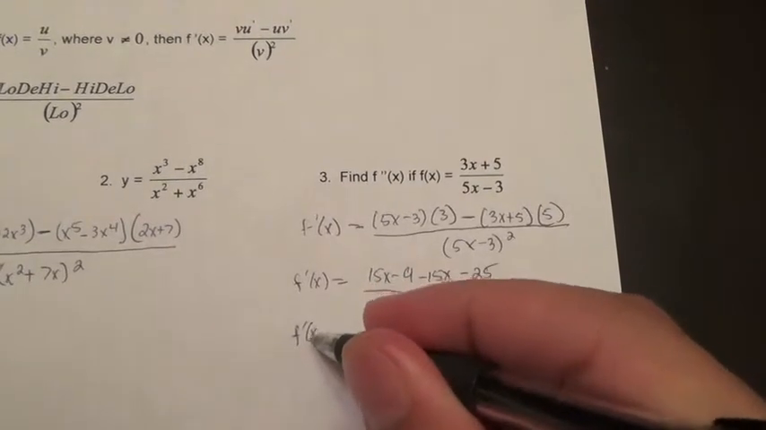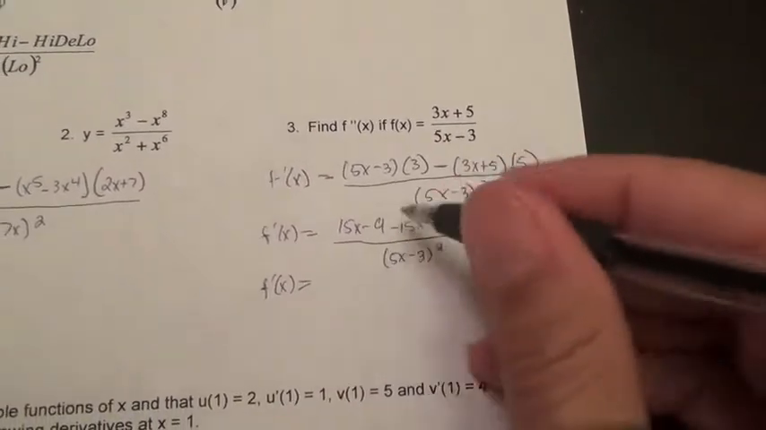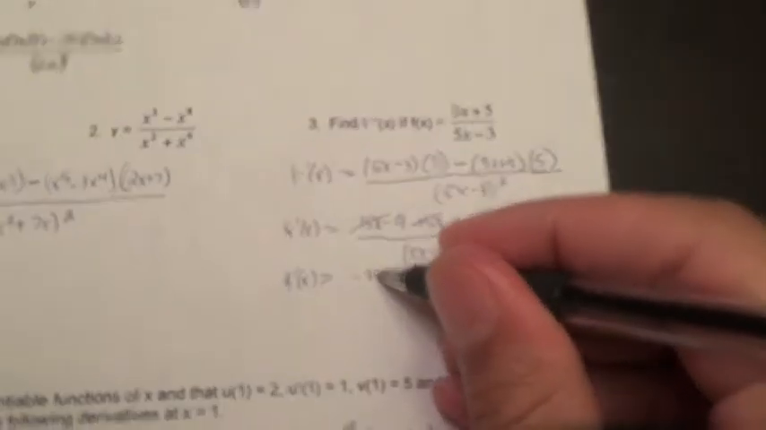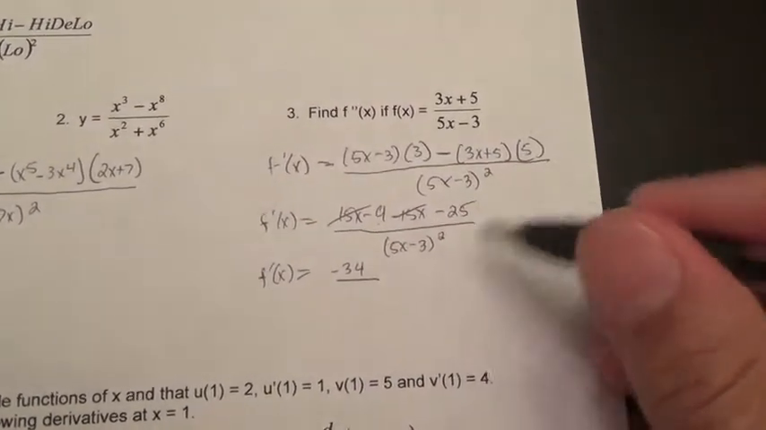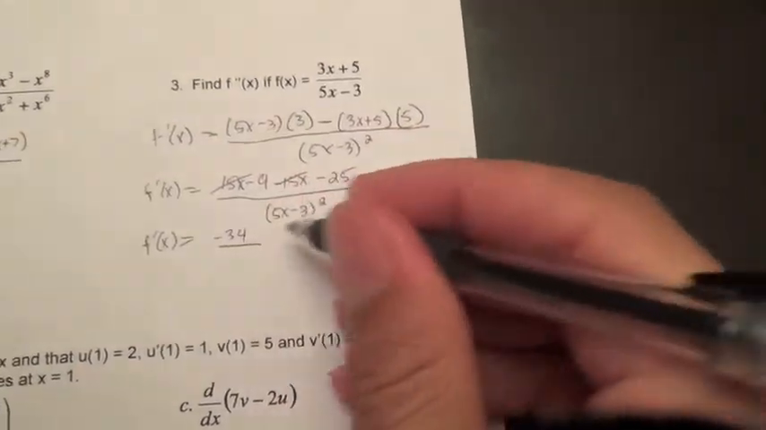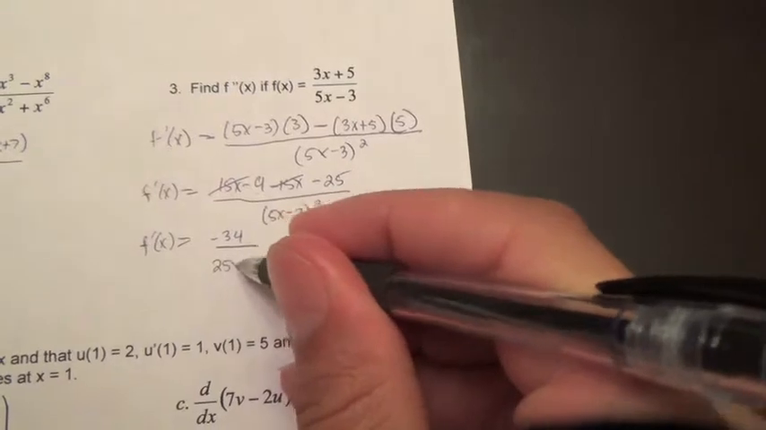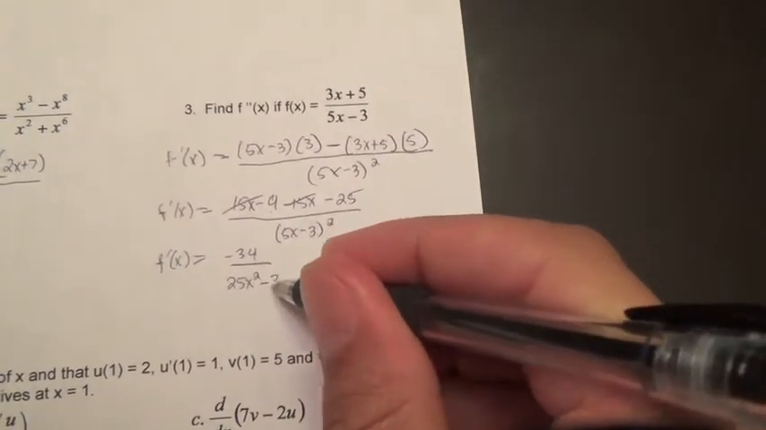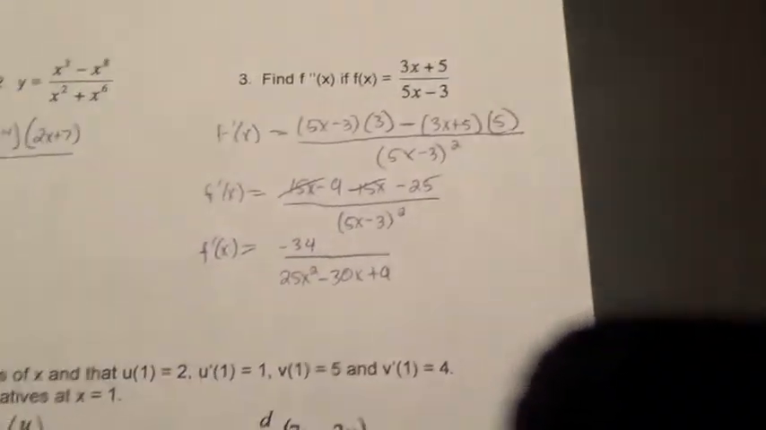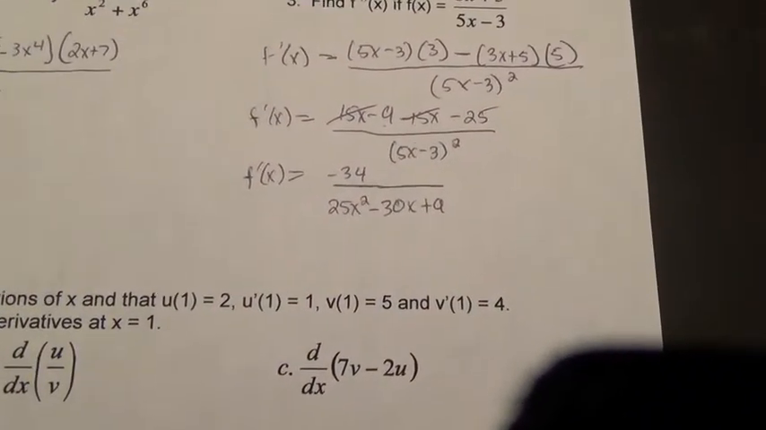Then as we simplify this, we have some like terms here. The 15x's would cancel. Negative 9, negative 25 would be negative 34. Also, before we take our second derivative, we're going to simplify the denominator by squaring it out. 5x minus 3 squared should be 25x squared minus 30x plus 9. All right, that's our first derivative simplified.